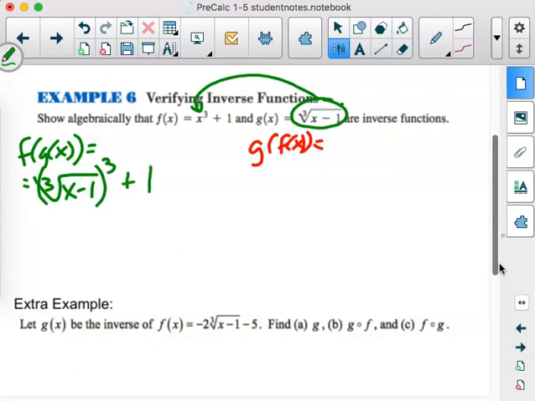Now, you have to show each step. Pretty obviously, like I said, we know what the answer is. You can't just write down x and walk away. You have to show, oh, look at that, cubed root and cubing. Those are inverses of each other. That's a step. Oh, look at that, negative 1 plus 1. Gone.